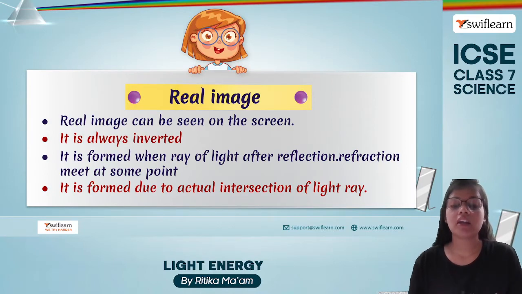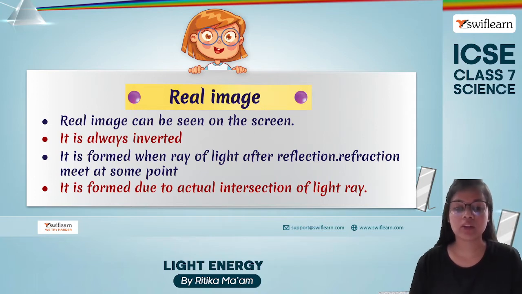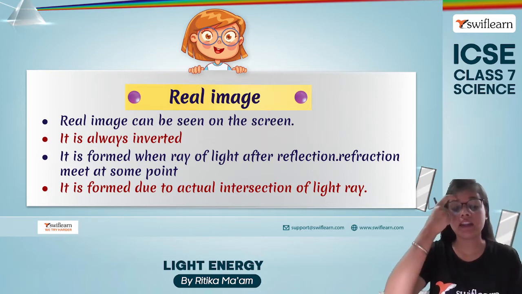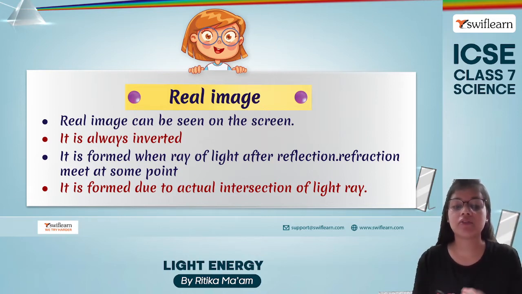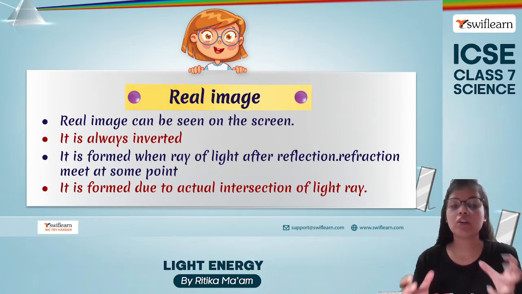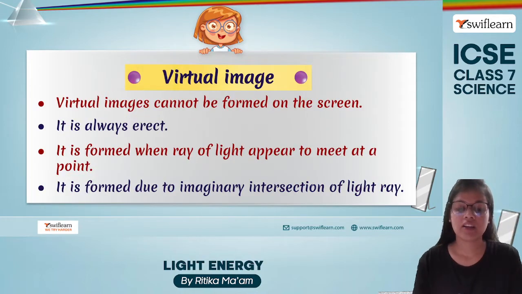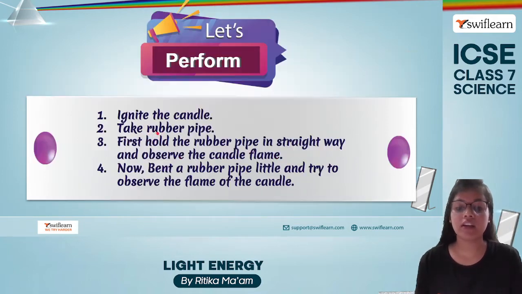Now, we also studied about images, real and virtual. So let's see the properties and features of real and virtual image. A real image can be seen on a screen and it is always inverted, upside down. It is formed when rays of light, after reflection or refraction, actually meet at some point, due to actual intersection of light rays. Virtual images, on the other hand, cannot be formed on the screen and they are always erect. Here the light rays do not actually meet, but they appear to meet at a single point. It is formed due to imaginary intersection of light rays, which is not real.